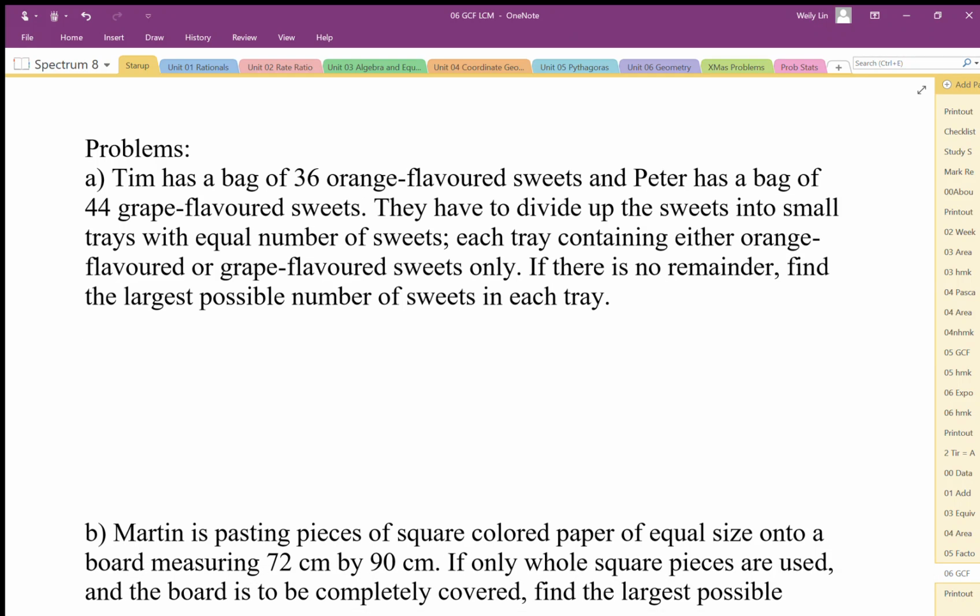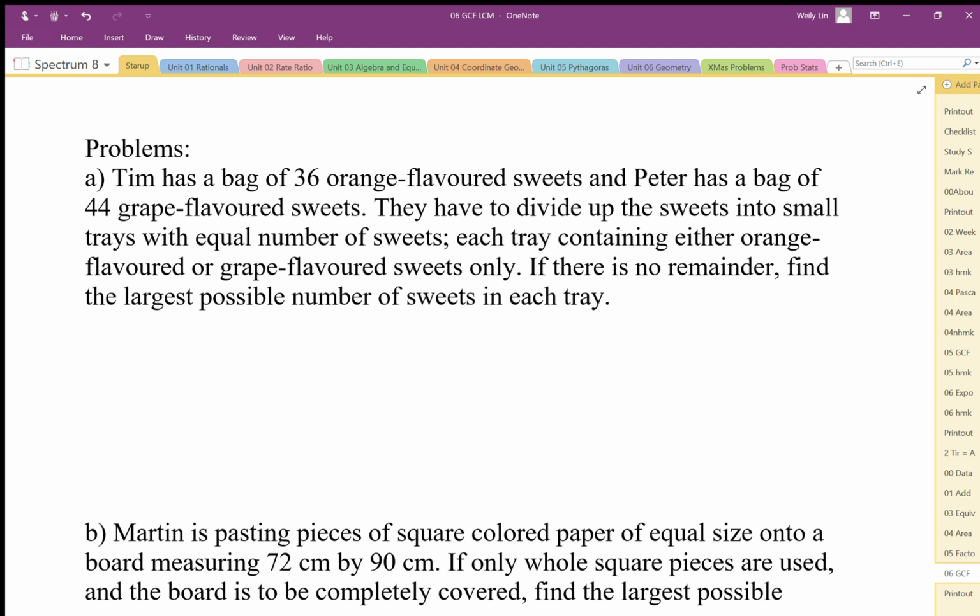So here we have some greatest common factor and lowest common multiple problems. When we're doing these, we kind of have to decide, are we dealing with greatest common factor or lowest common multiple? So here Tim has 36 orange flavored sweets. Peter has 44 grape flavored sweets, and they divide the sweets up into small trays with equal numbers of sweets in each tray, either orange flavored or grape flavored sweets only.